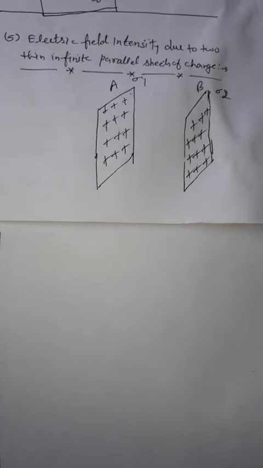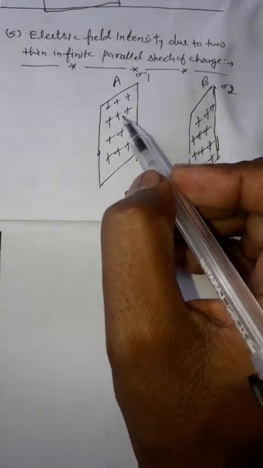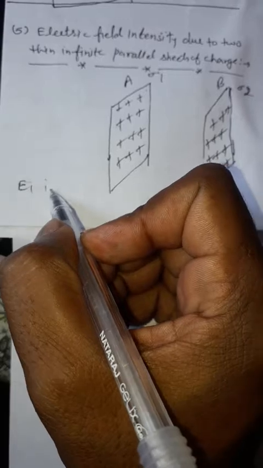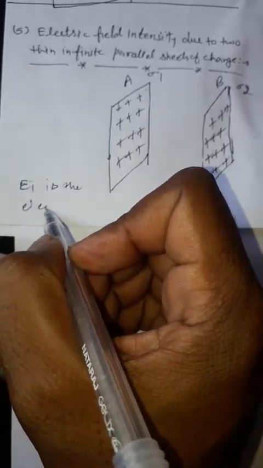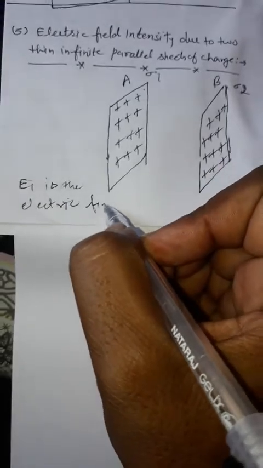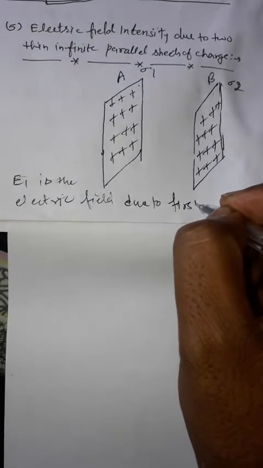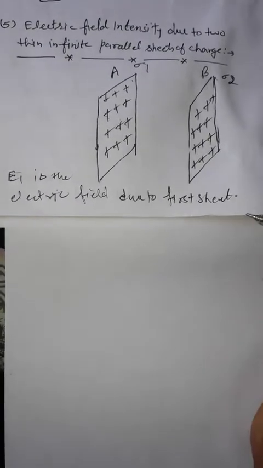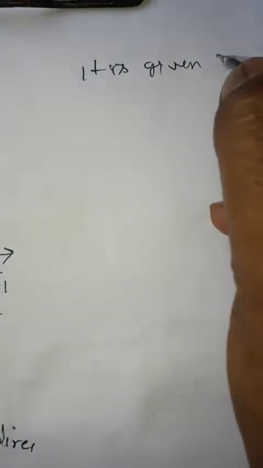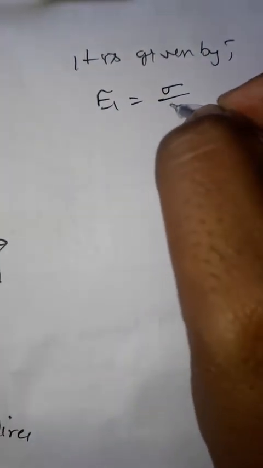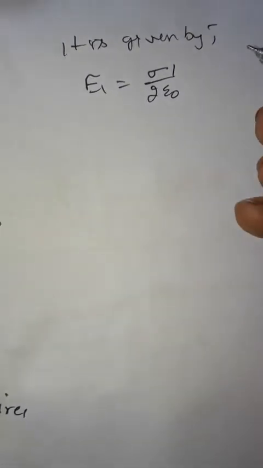So if sigma 1 is the surface charge density of the first sheet, and let E1 be the electric field intensity due to the first sheet, then it is given by E1 equal to sigma upon 2 epsilon naught, or we can say sigma 1 upon 2 epsilon naught.